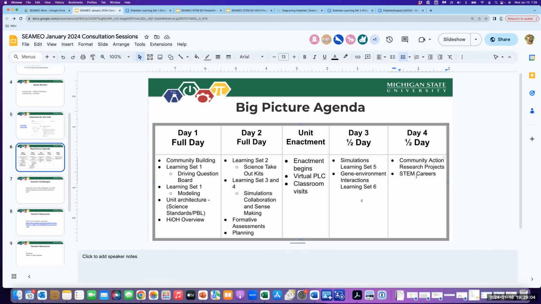So this is the big picture of how our team thinks about supporting teachers to enact this diabetes unit. I just want to pause here for a moment and ask if there are any questions about the plan that we typically follow when we are planning our enactment or our professional learning for teachers for this diabetes unit. I have a question, Dr. Consuelo.